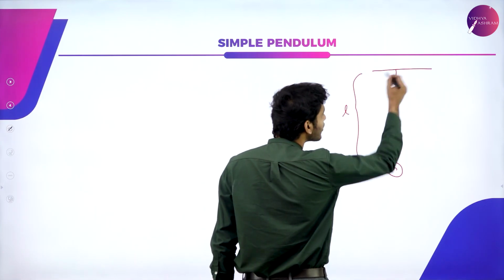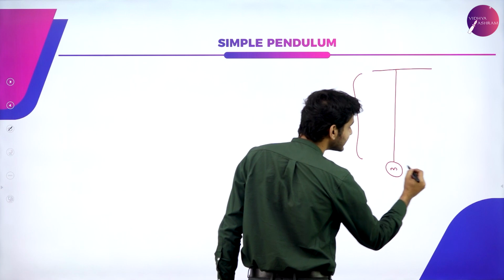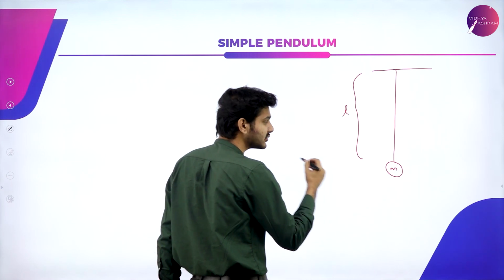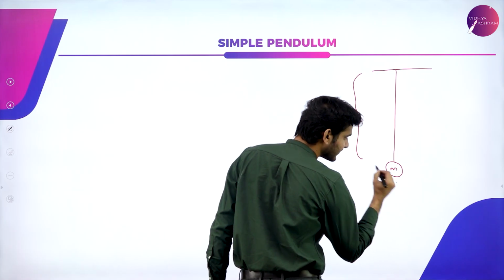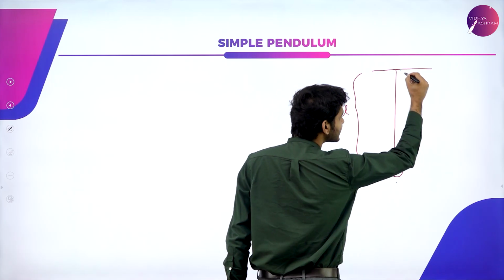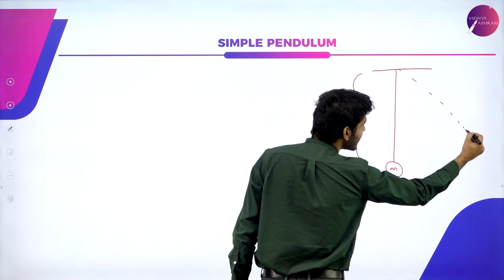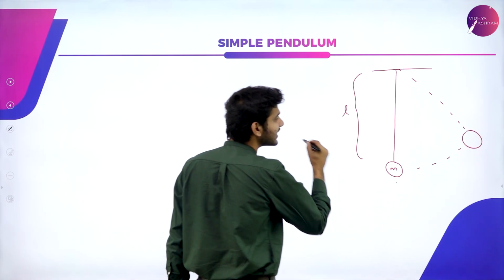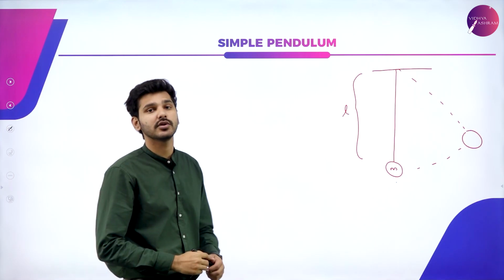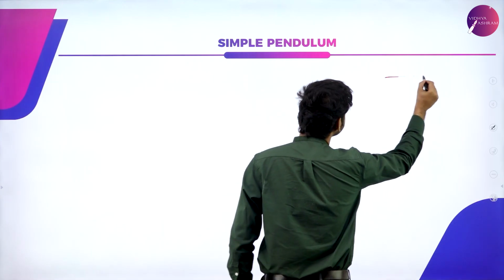So how does a simple pendulum swing? It swings to and fro, that is, it will oscillate to the extreme positions. This will be the mean position. Let's assume that this is the extreme position. Then we can say that it will execute simple harmonic oscillations.